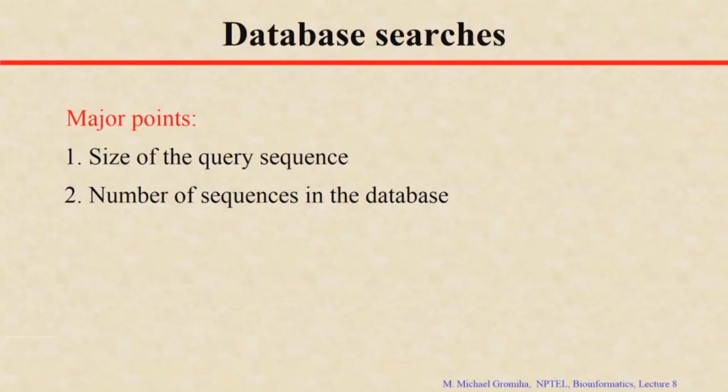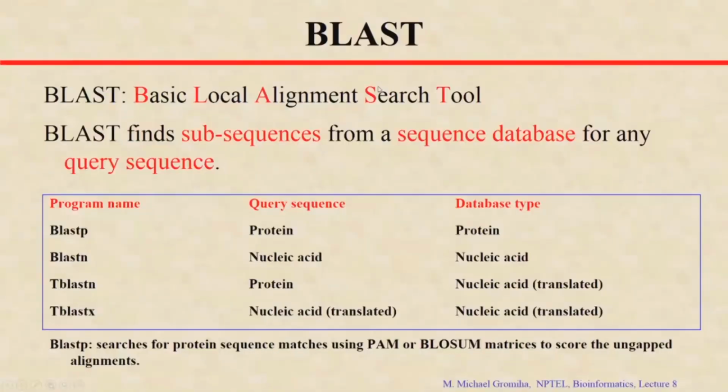So, now considering all these aspects, there are several tools developed in the literature. One of the most widely applicable tools is BLAST. What is BLAST? Basic local alignment search tool. In the last class we discussed the principle used in BLAST. What is the principle used in BLAST?